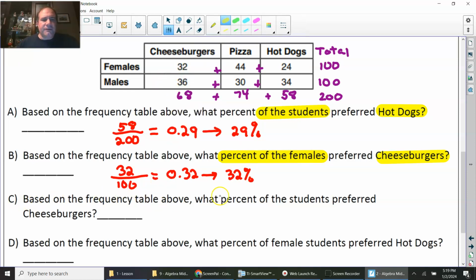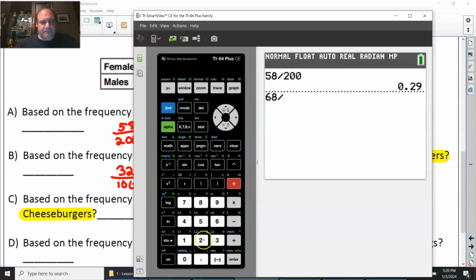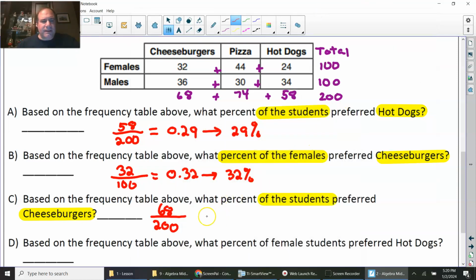Next question. Based on the frequency table, what percent of the students, stop right there, of the students, all students, 200, preferred cheeseburgers? So all students, how many people preferred cheeseburgers? 68. Calculate 68 divided by 200. Enter, that is 0.34. And that is 34%.